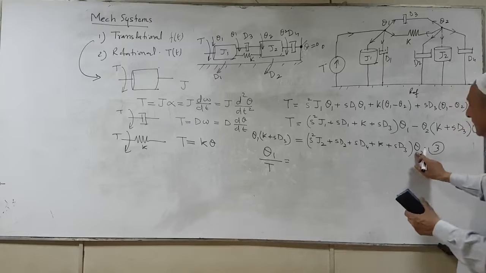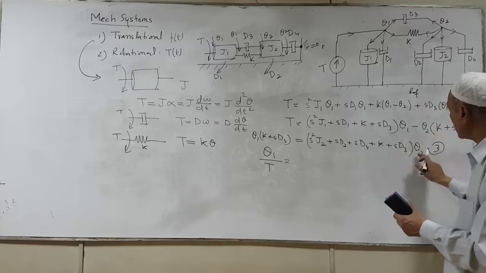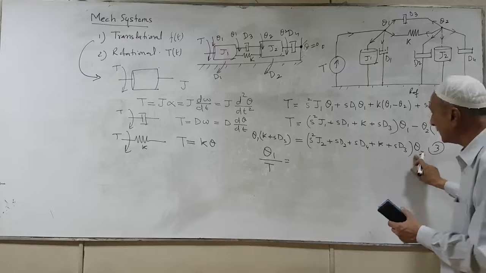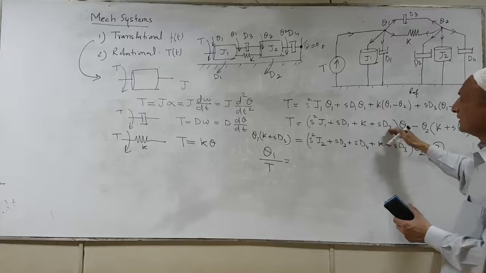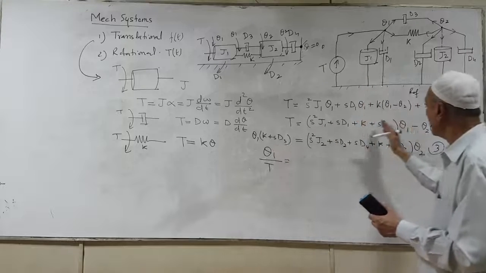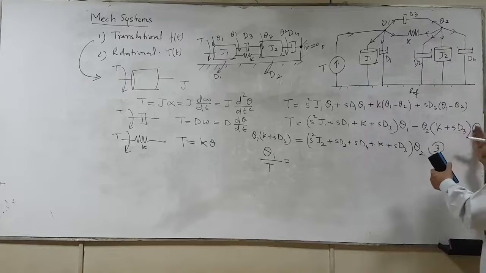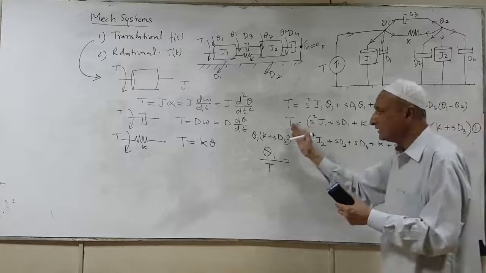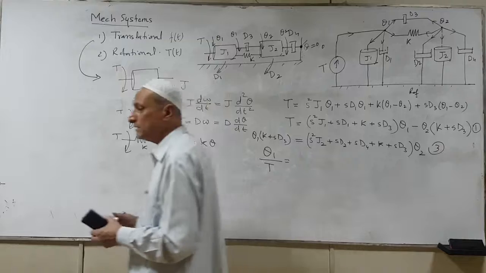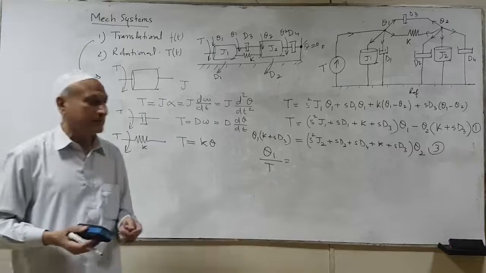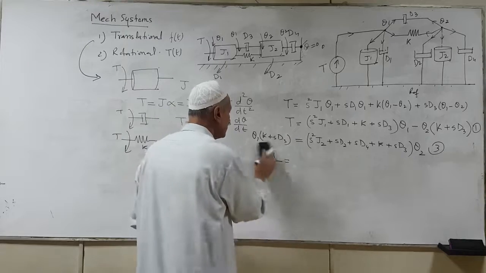Now theta 2: eliminate theta 2 between the two equations by getting the value of theta 2 from here and then putting that in equation 1. So you will get something like only one side in terms of theta 1 and the other side will be the torque. Get the ratio, and whatever expression you get over there will be the transfer function. So this is simply the end of the mechanical system.